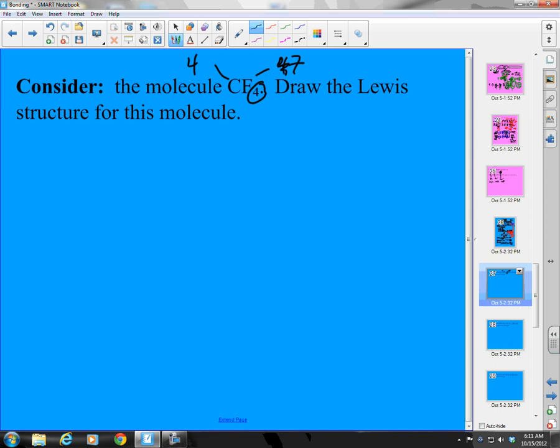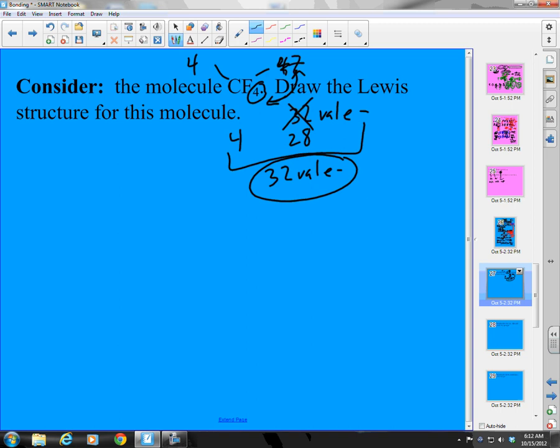I have 4 times 7, so that means I have 28 valence electrons from fluorine. I have 4 from carbon. I add those up. 4 times 7 is what? 28. Yahoo! I can't add. So 4 plus 28 is 32 valence electrons. So that's how many I need to show in my drawing.